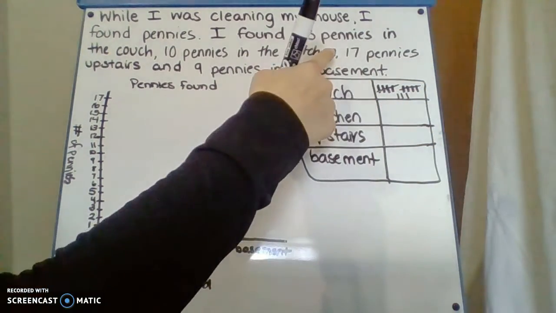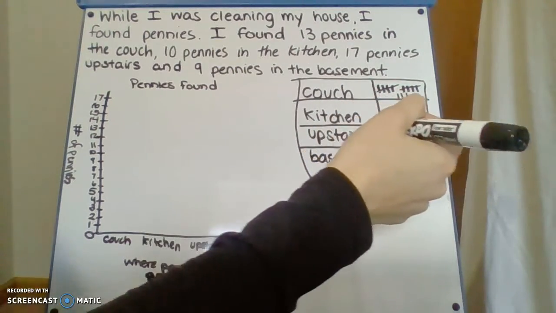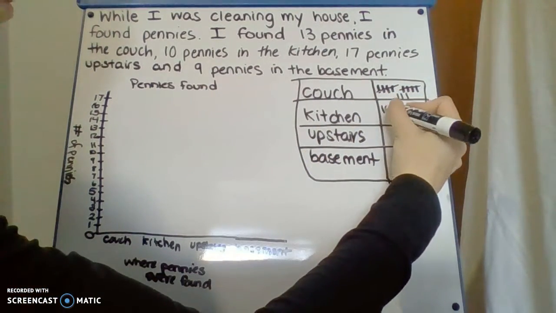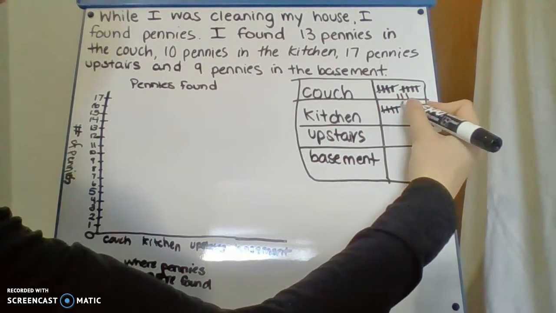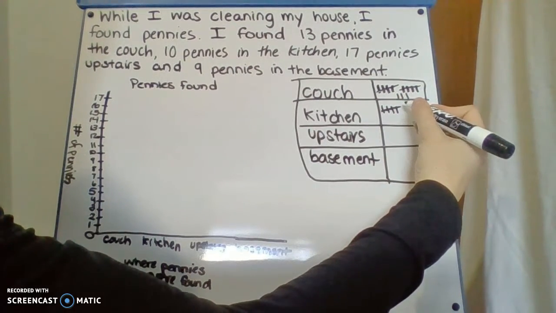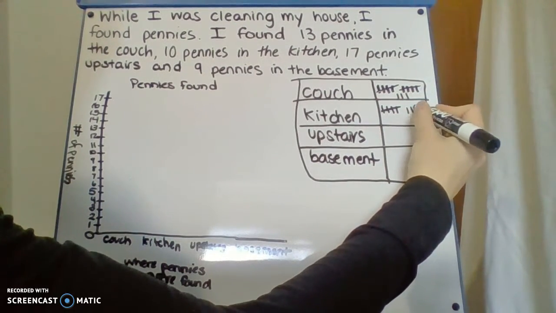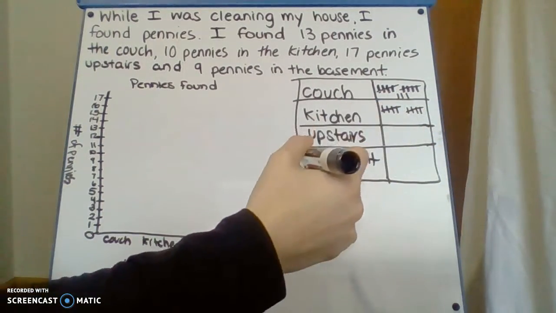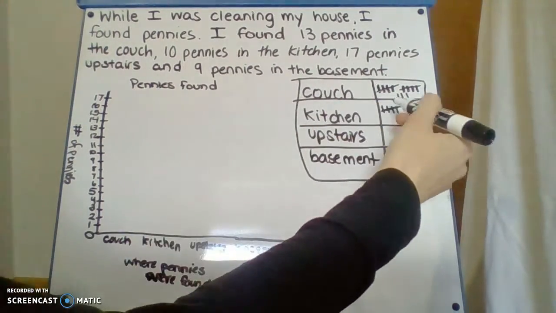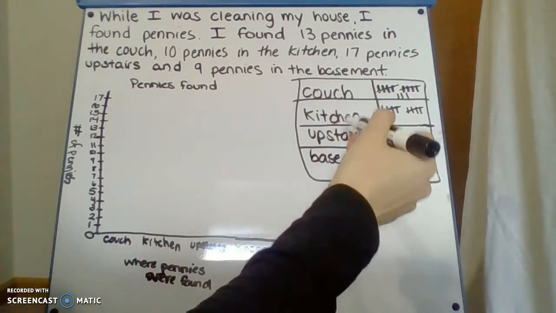In the kitchen, I have 10. 1, 2, 3, 4, 5. That's a bundle of 5. So you write your diagonal once you're at that number 5. 6, 7, 8, 9, another 5. You're going to draw it diagonally, and that's a bundle of 5. So 5, 10, which matches that.